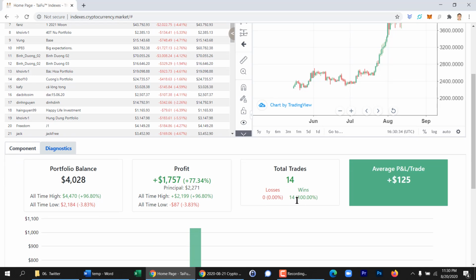Right now the win percentage is 100% because we haven't sold any of it yet. So that's not a round trip trade. A round trip is when we buy something, we acquire something, and then we sell it. So that's a round trip.